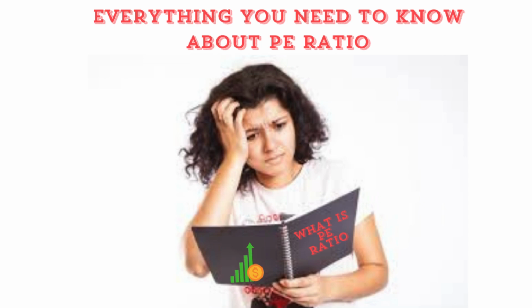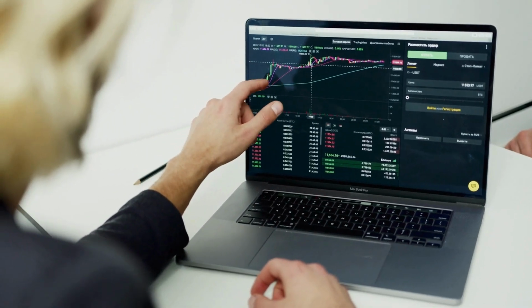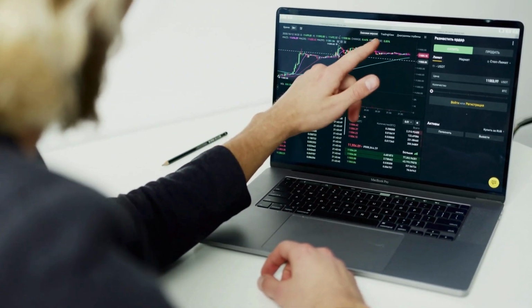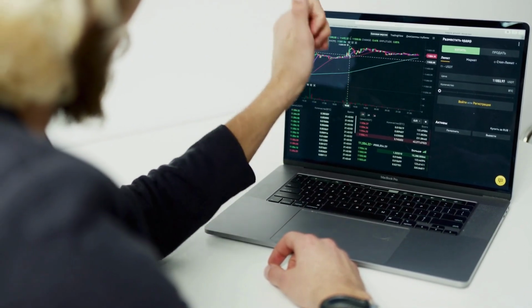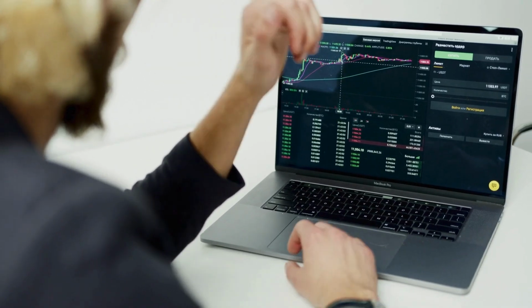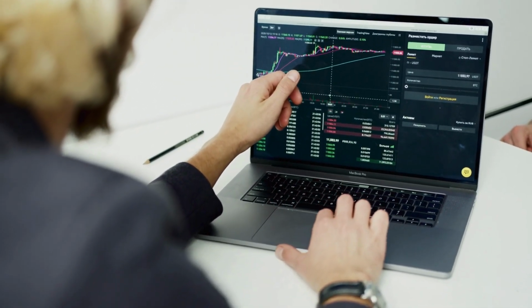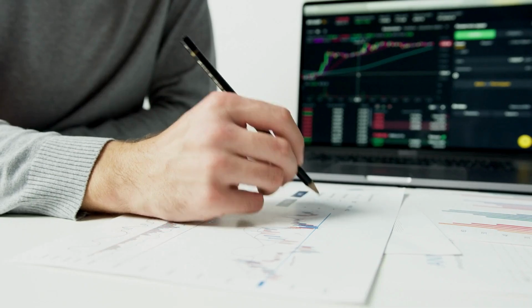Today we're diving into something that's super important for any investor. It's the PE ratio, and I'm really excited to talk about it today. Yeah, the PE ratio, it's one of those things that can seem a little intimidating at first, but once you grasp it, it can be a really powerful tool in your investor's toolbox. I totally agree, and we have some great sources to help us break it down.